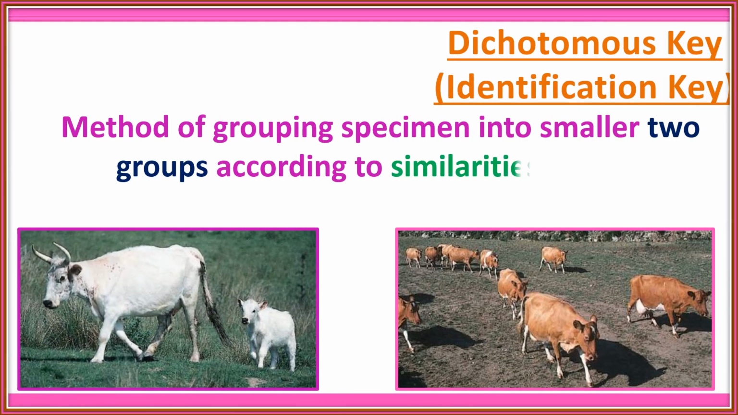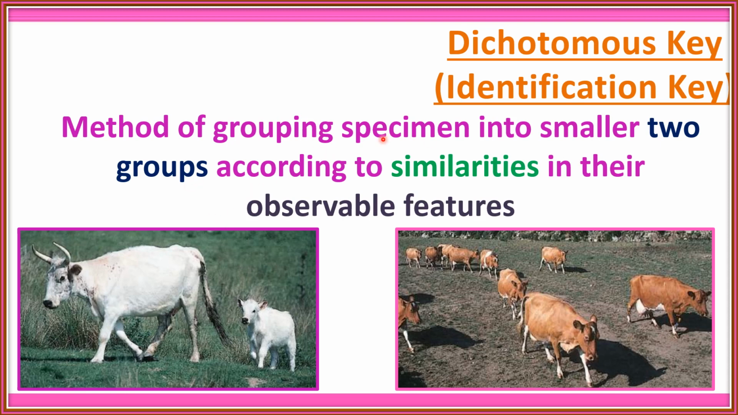The dichotomous key is a method of grouping specimens into smaller two groups according to similarities in their observable features. For example, in the simple way, if you look here, someone may say that these ones have been grouped into two groups using an observable feature, like here we can use color, white and here brown. But as we shall see later, color cannot be used.